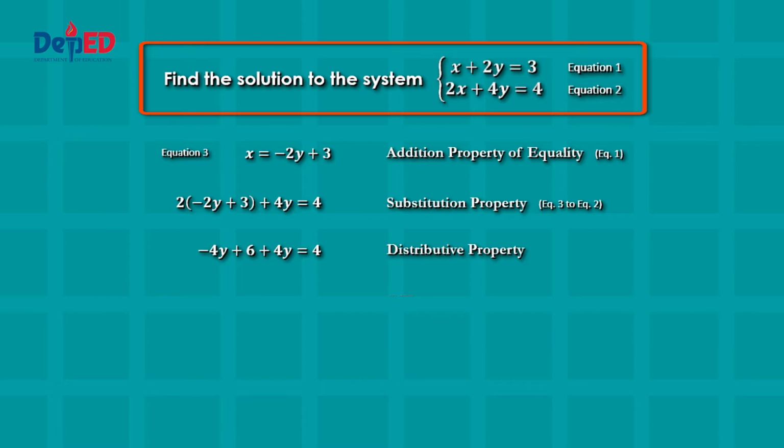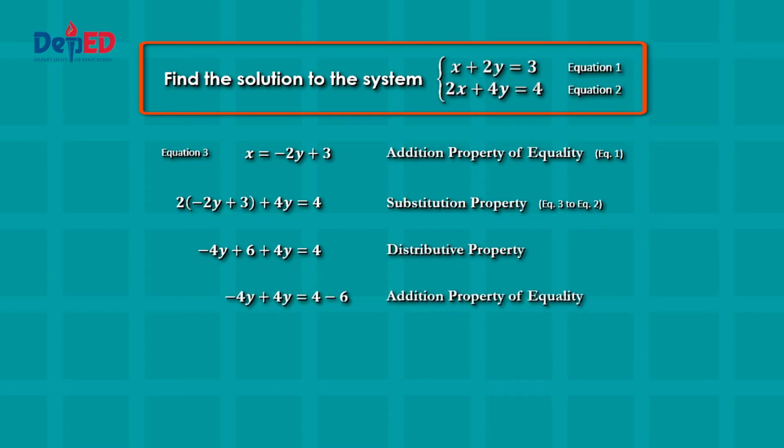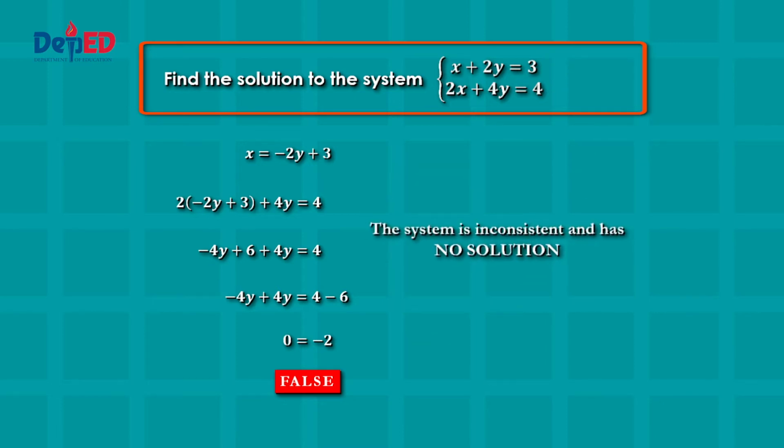We need to isolate the terms with variables on one side of the equation and the constant terms on the other side to solve for y. So it will be negative 4y plus 4y equals 4 minus 6 by APE. Now we can simplify this with 0 is equal to negative 2. But wait, this yielded a false mathematical statement. And when this happens, the system is inconsistent and has no solution.